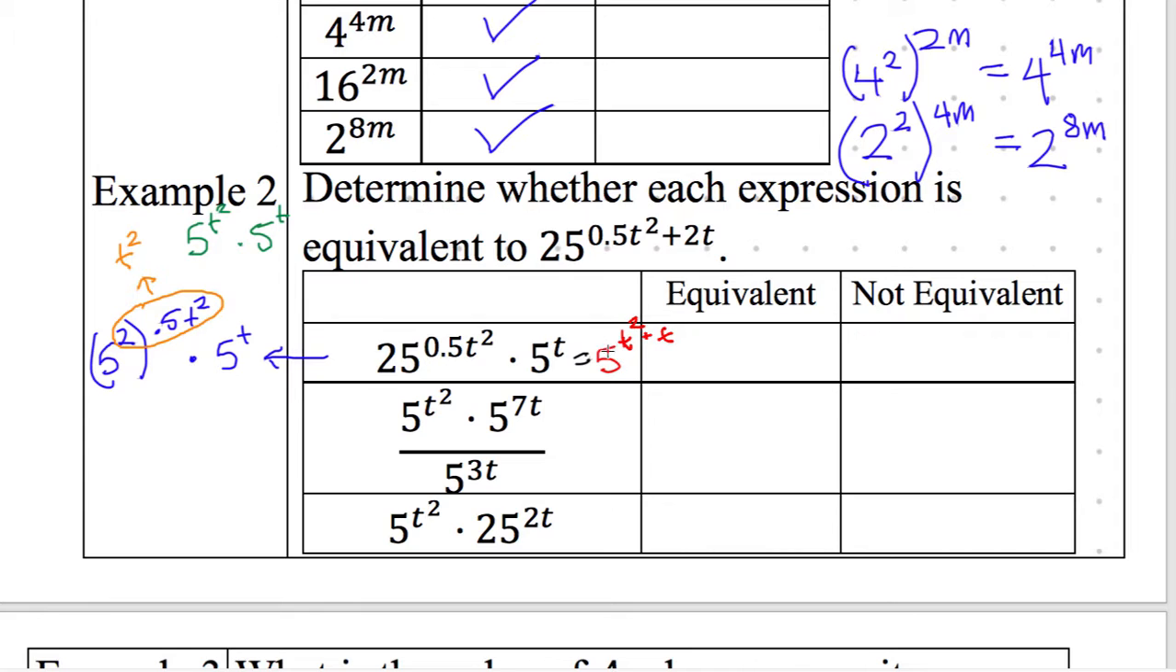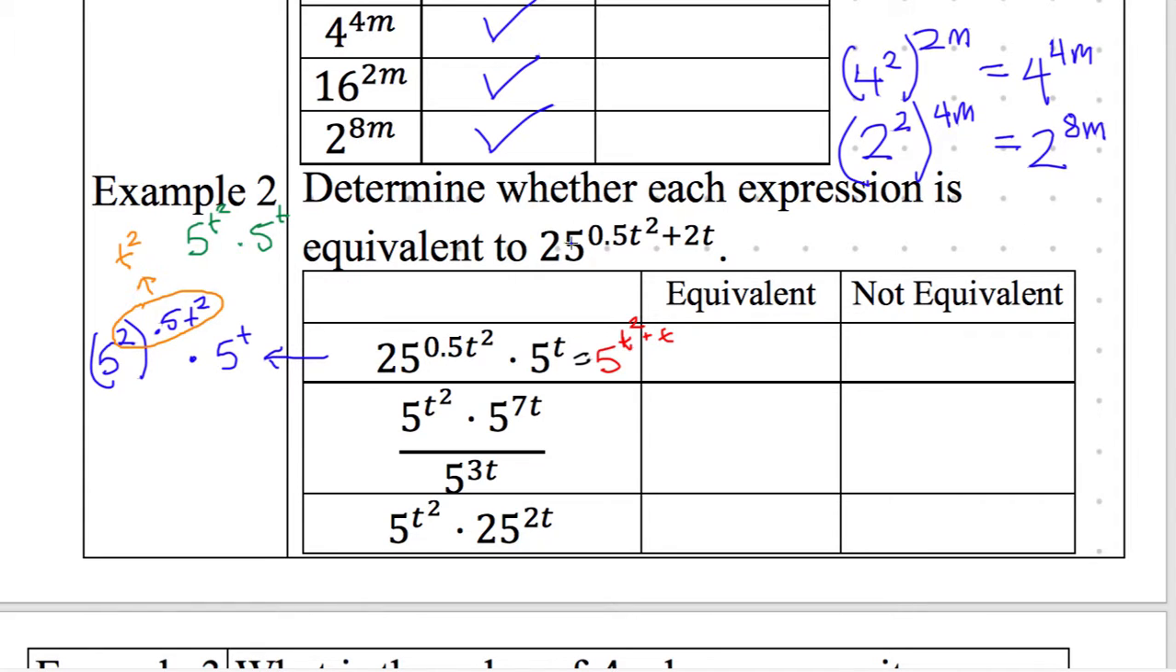Notice that this is written with a base of 5. This is written with a base of 25. Is it possible to rewrite this number with a different base? Yes. How? I just did it over there. It's the same thing. So walk me through it, Andrea.